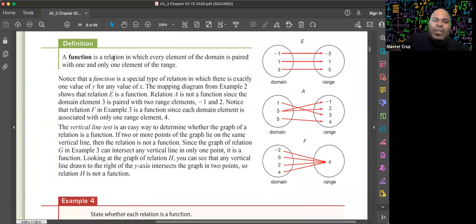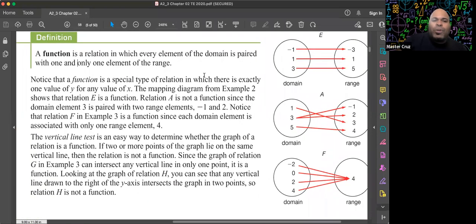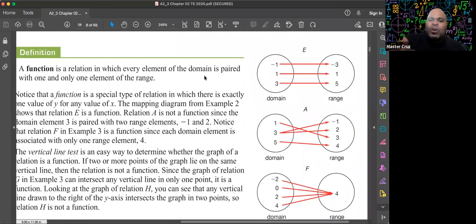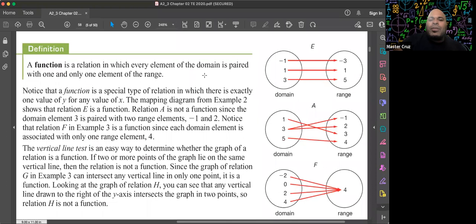A function is a relation in which every element of the domain is paired with exactly one element of the range. You've probably heard me say this before, but this is the reason why I always say that relationships, in order to function, cannot repeat your x. Math teaches you to never go back with your x. I hope that none of you went back with your x this week, because if not, this is going to suck.